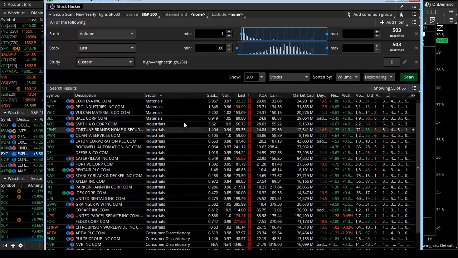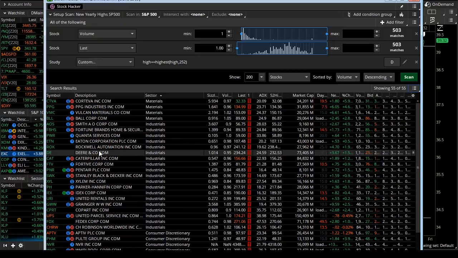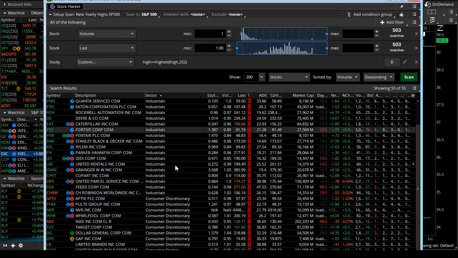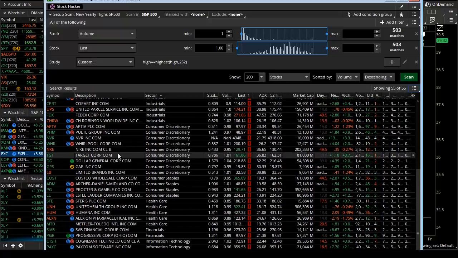The biggest is industrials. Many stocks in the S&P industrial sector are making new 52-week highs, and that would include John Deere, Caterpillar, and other Grainger, and UPS and FedEx. Those are things we're familiar with, but others we might not be. Consumer discretionary, Target, Nike, Dollar General, Gap, L Brands, and they call it a staple, but I think of it as retail, Costco. Procter & Gamble, Estee Lauder, so on and so forth.